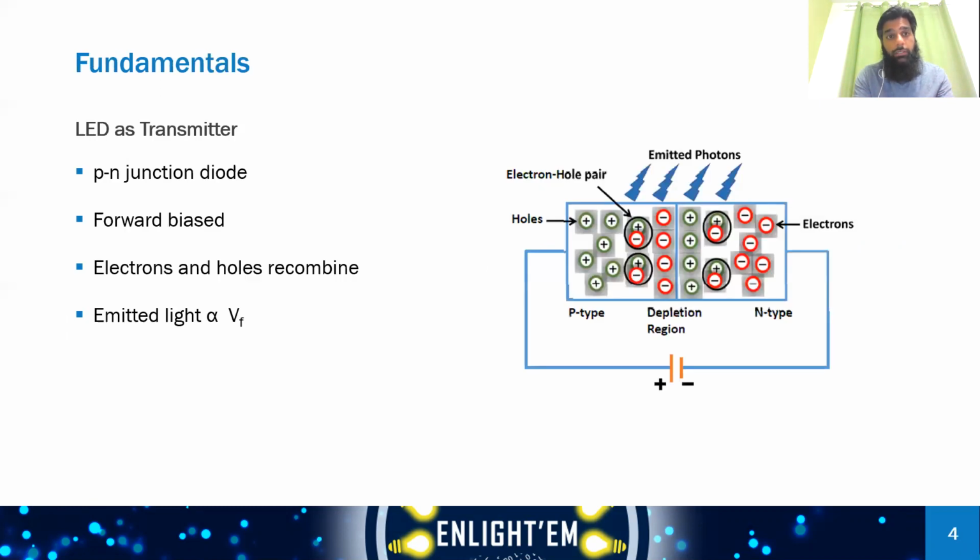If we go to fundamentals, an LED can be used as a transmitter. For example, if we put a forward bias to the LED, it injects electrons, and the electrons and holes recombine, and consequently they emit light.